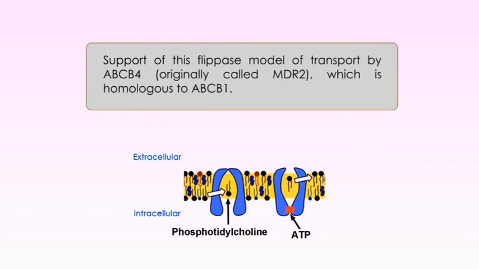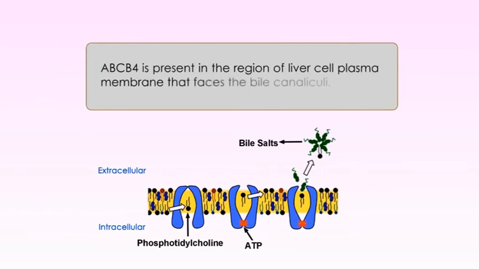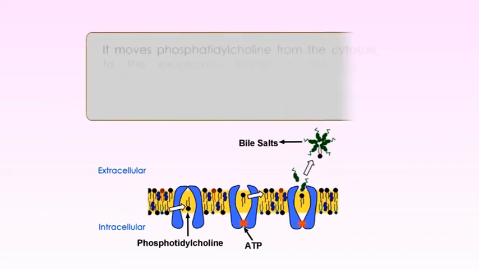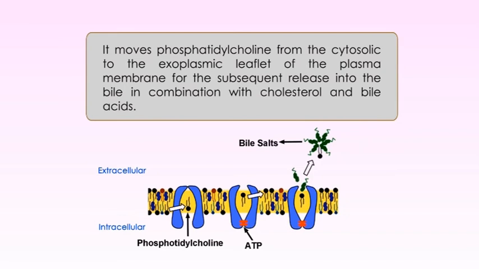Support of this flippase model of transport comes from ABCB4, originally called MDR2, which is homologous to ABCB1. ABCB4 is present in the region of the liver cell plasma membrane that faces the bile canaliculus. It moves phosphatidylcholine from the cytosolic to the exoplasmic leaflet of the plasma membrane for the subsequent release into the bile in combination with cholesterol and bile acids. This cholesterol and these bile acids are also transported by other ABC transporters.